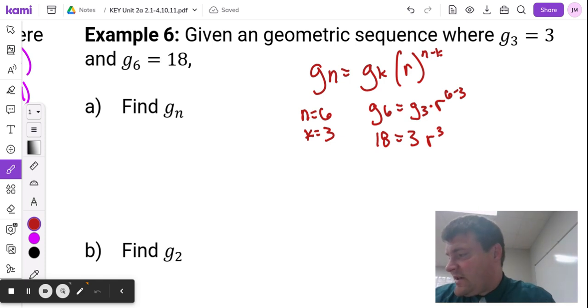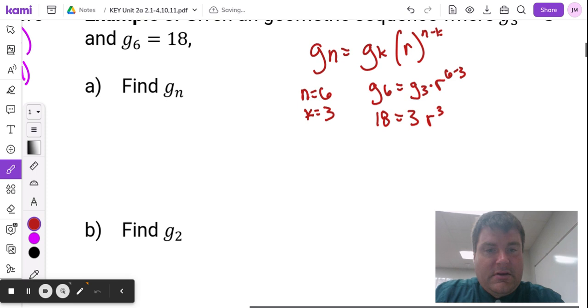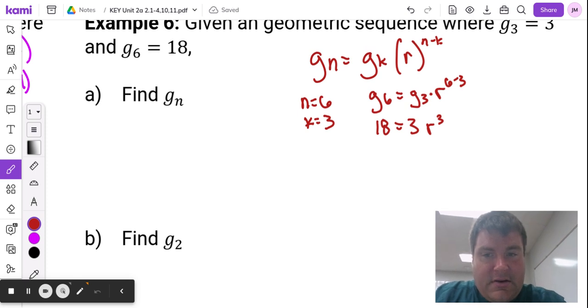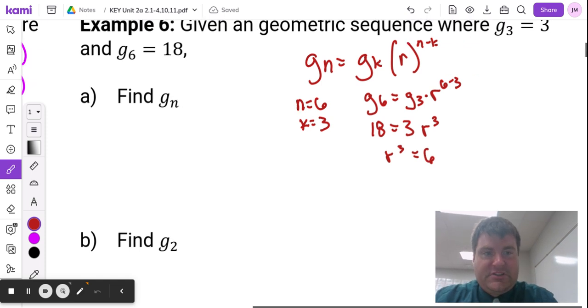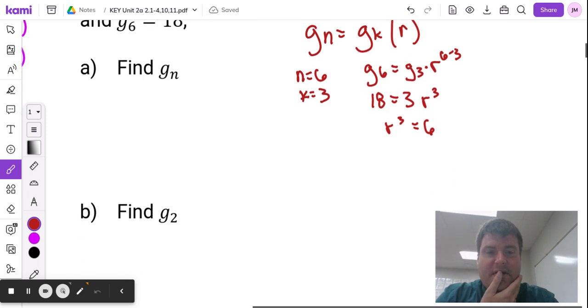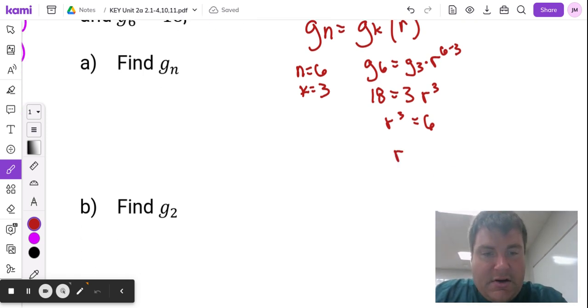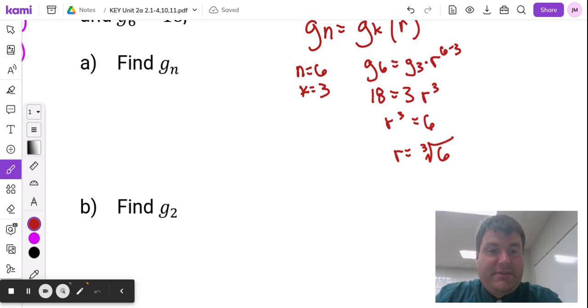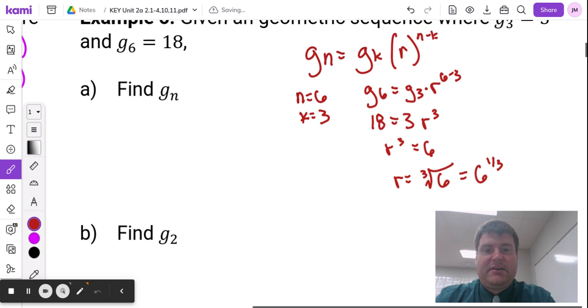Oh, this number turns out to be nasty, doesn't it? It does. So we're going to get r cubed to equal 6. Okay, so r is equal to the cubed root of 6, which is the same thing as 6 to the 1/3.